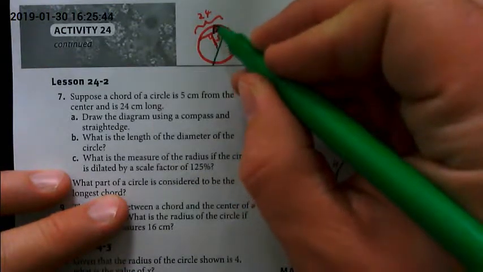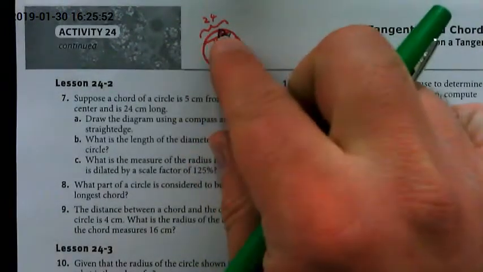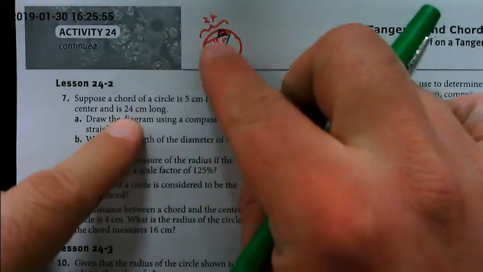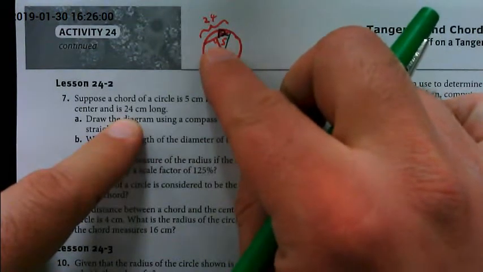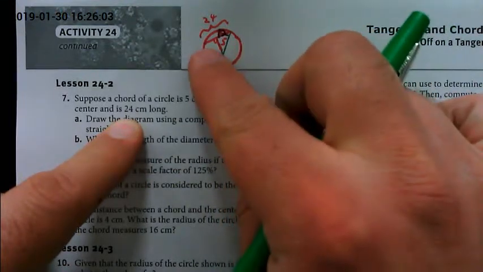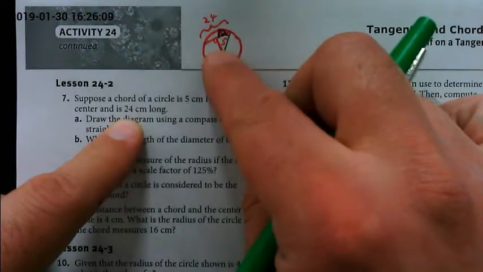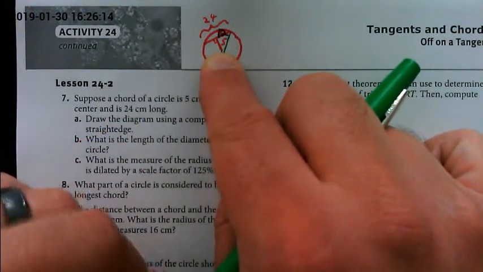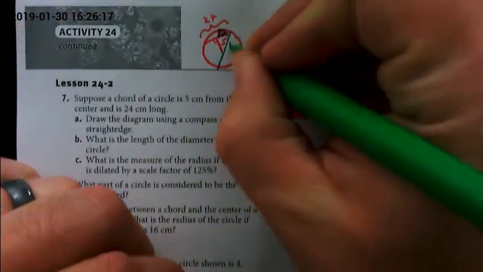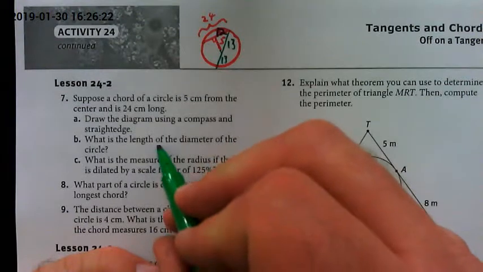Wait, how do you get 12? It said the whole thing is 24. So this distance to the chord is bisecting it, right? Because the distance to it is going to be perpendicular. So this is now a perpendicular bisector of that chord. So this is going to be 12 and 12, right? So now we have a right triangle when we draw in a radius. So we have 5, 12, 13, and we have to double it to get the entire diameter. So the diameter is 26.